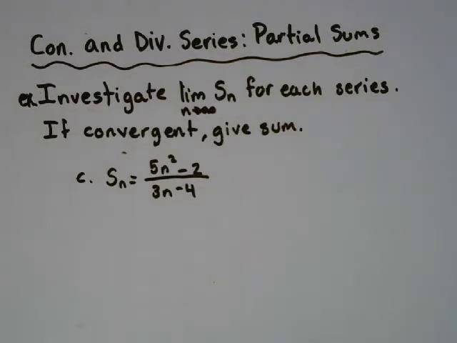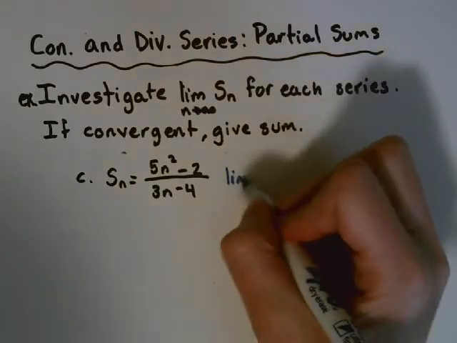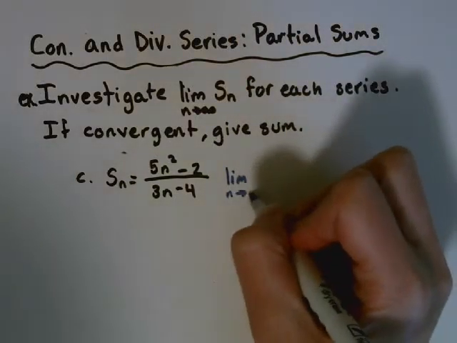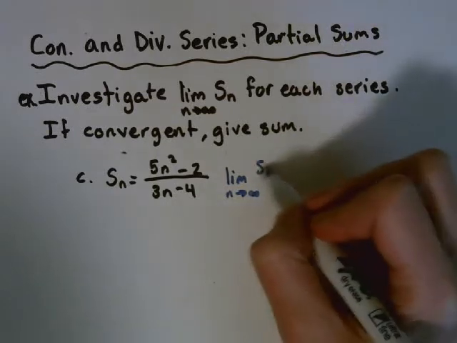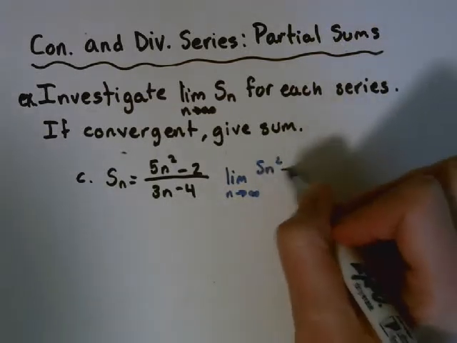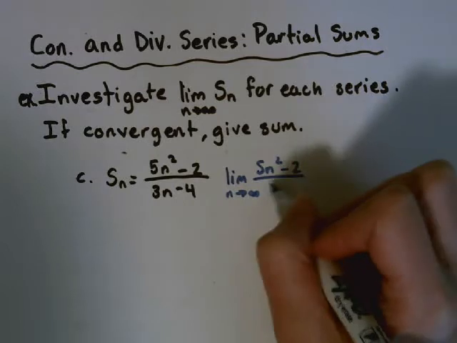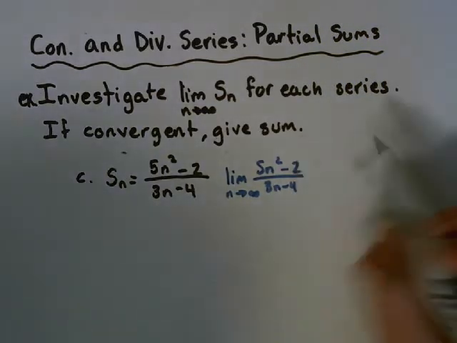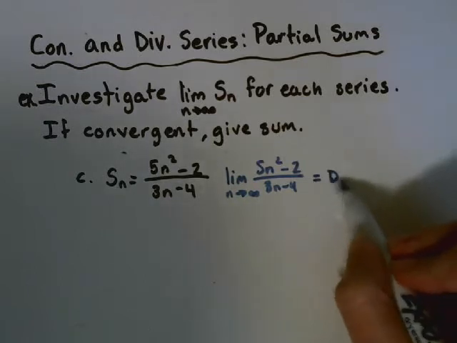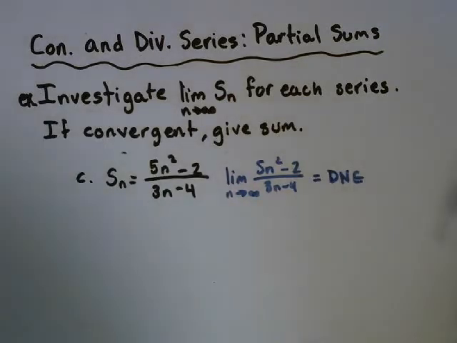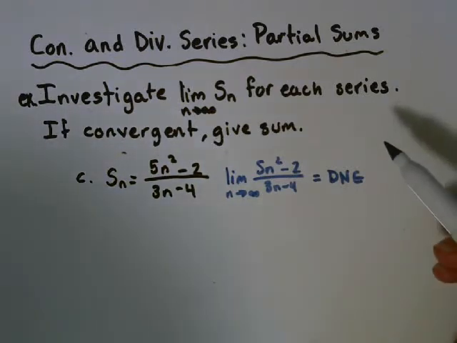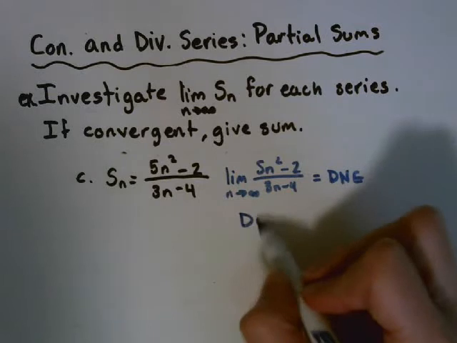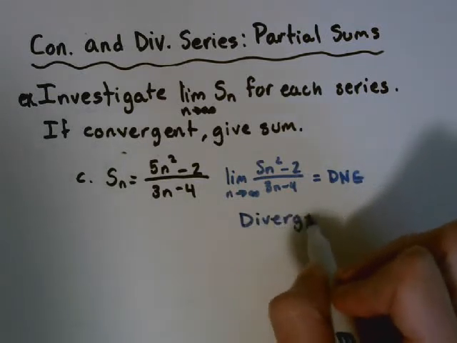Finally, we have Sn is 5n squared minus 2 over 3n minus 4. So if I investigate that limit, since the degree is bigger on the top than the bottom, the limit is going to be does not exist, or infinity. So if the limit exists, the series is convergent. If it does not exist, the series is divergent.